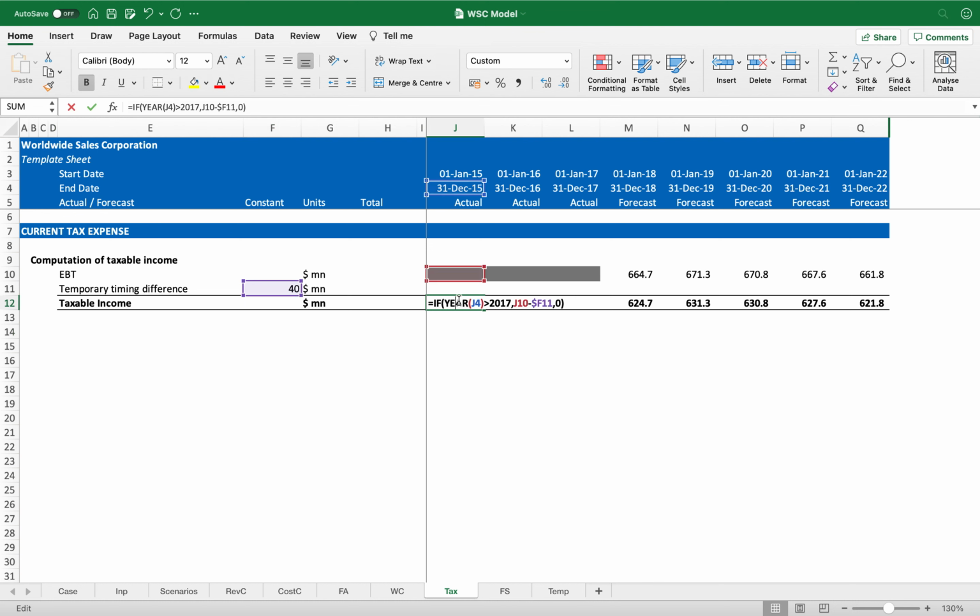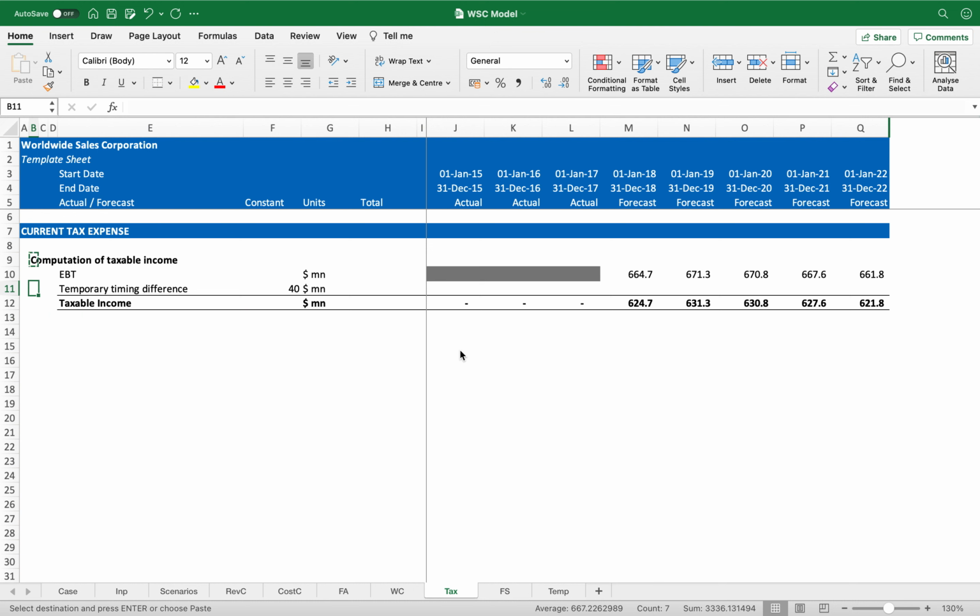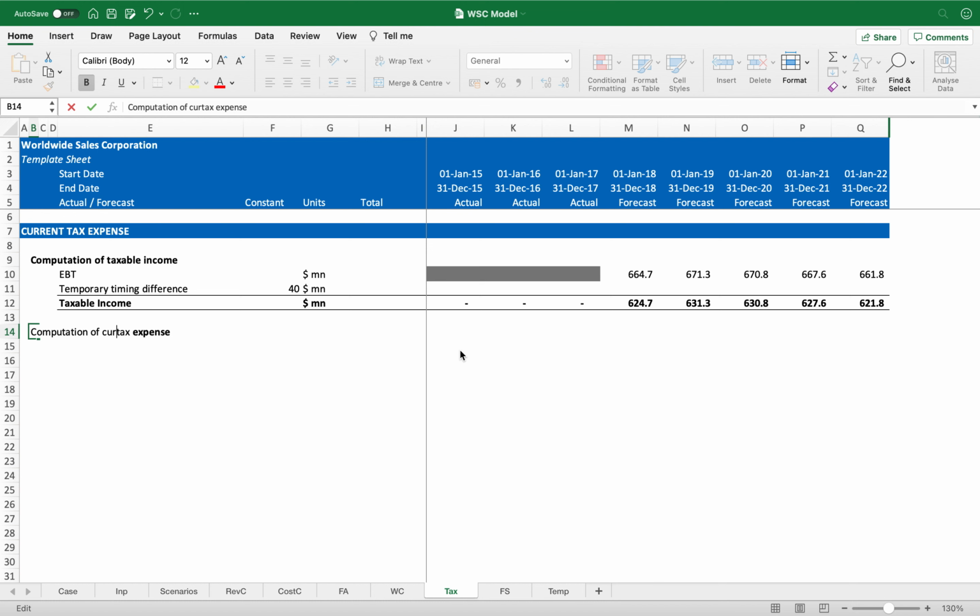So I'll just open up the formula for you. Complete till this point. Okay, this is very simple, right? It was given to us very clearly that income for tax purposes is $40 million lower than the pre-tax income from accounting perspective. Okay, fair enough. So this was taxable income. So this is computation of tax expense, current tax expense.